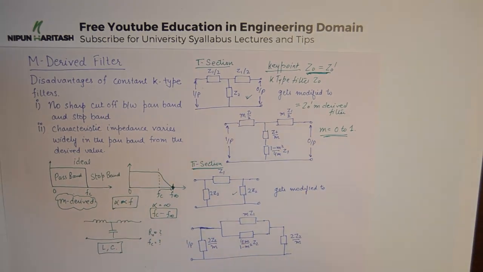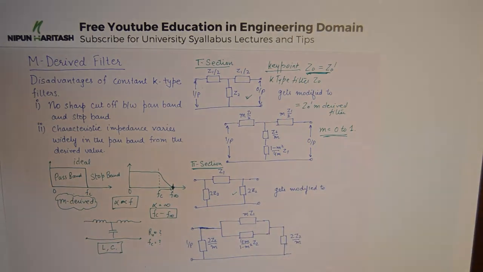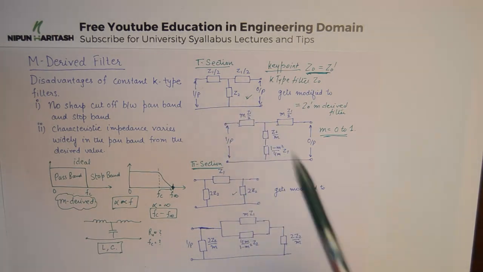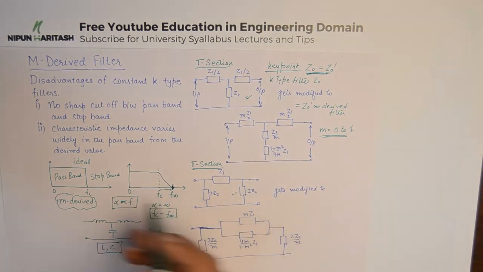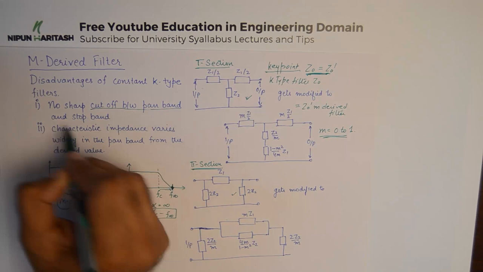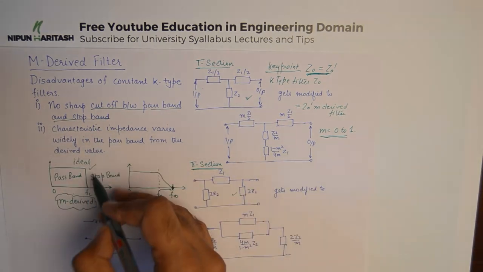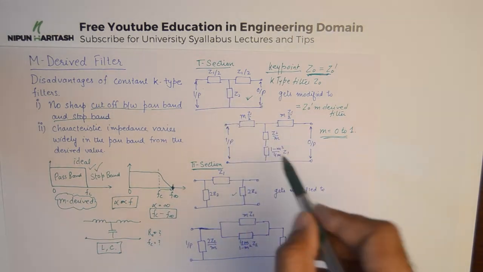So it remains in a range of 0 to 1, so there would not be a drastic change in the values of these impedances. They'll be modified within the limit of a factor which will be less than 1. So slight modifications will be made to the filter that'll help us in achieving our goal of sharp cutoff between pass band and stop band. Our main objective is to achieve this, and this can be achieved by fine tuning these impedances like this.